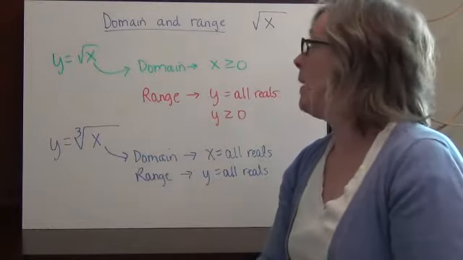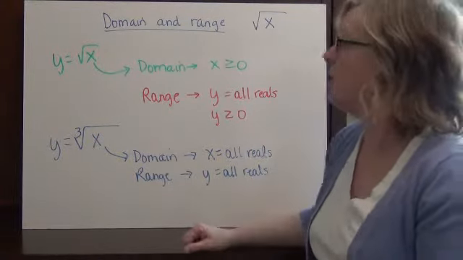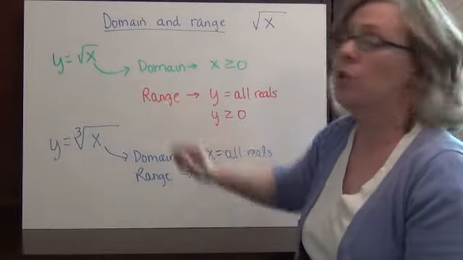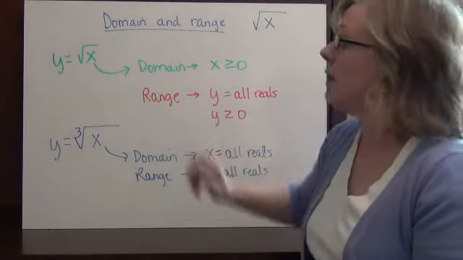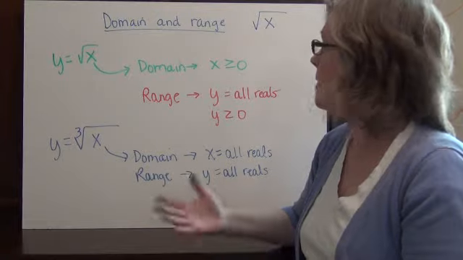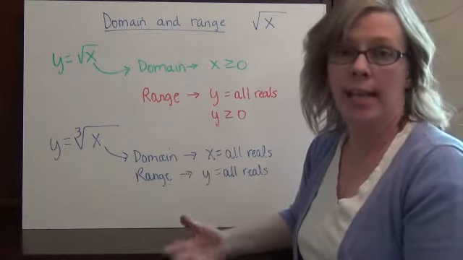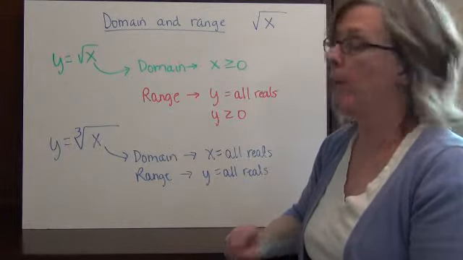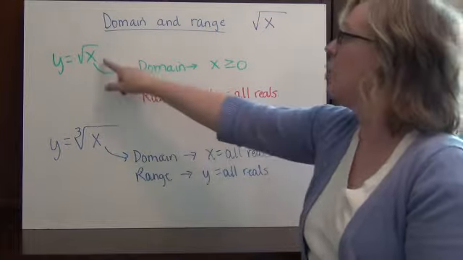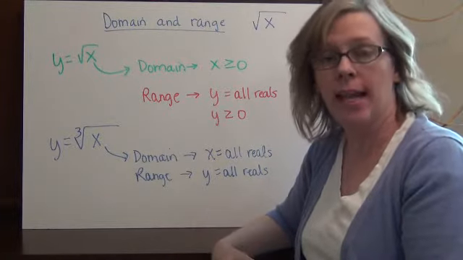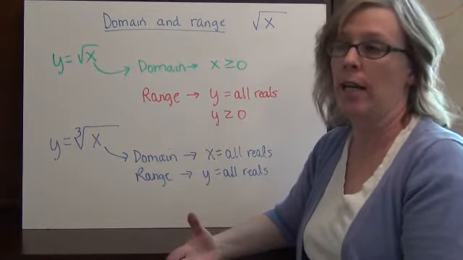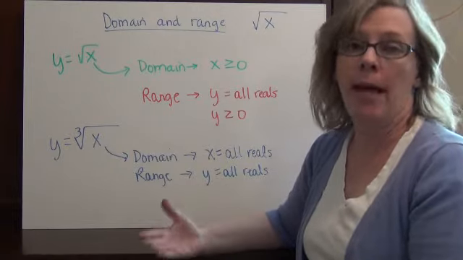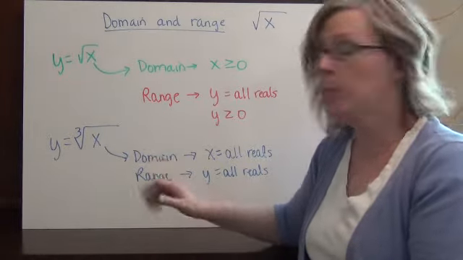Now, when we talk about the domain and range of this function, again, y equals the square root of x, I'm not allowed in the real number system to take the square root of a negative number. So my domain is restricted. My domain has to be greater than or equal to 0 because if I have a negative number inside that square root sign, then I'm going to have an imaginary answer. And this is the real number system.